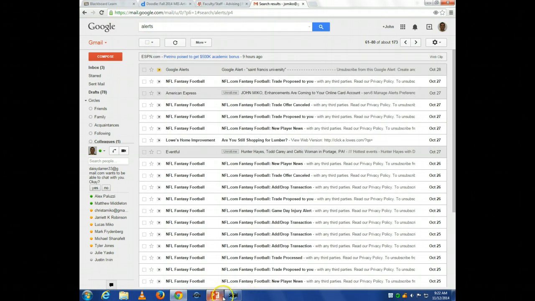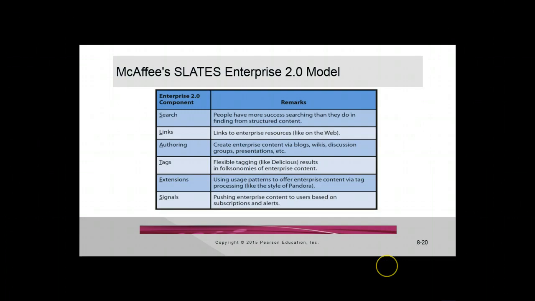Okay? So these are all features and functionalities that organizations and enterprises kind of stole from what was happening on the web. They said, these are the features and functions that will make us more useful, to increase our knowledge base. Okay, does this make sense? So the acronym is SLATES. Okay. All right, so let's move on.